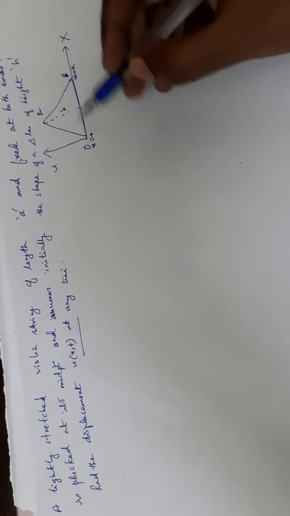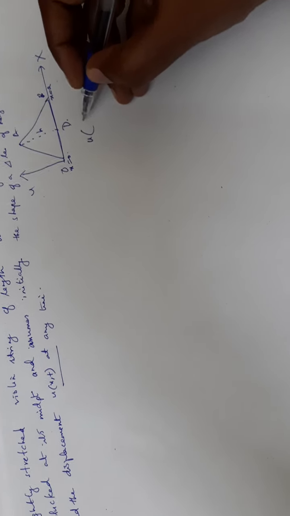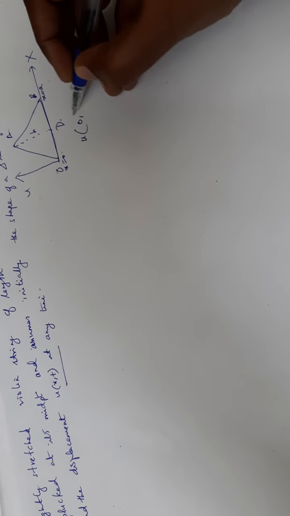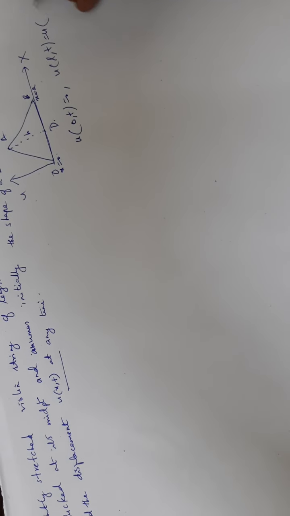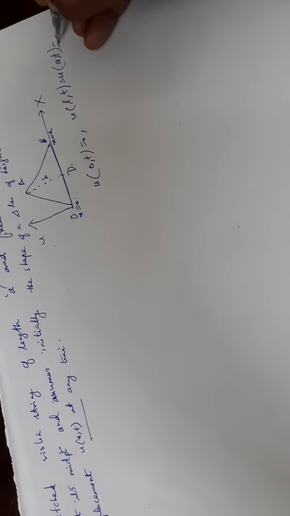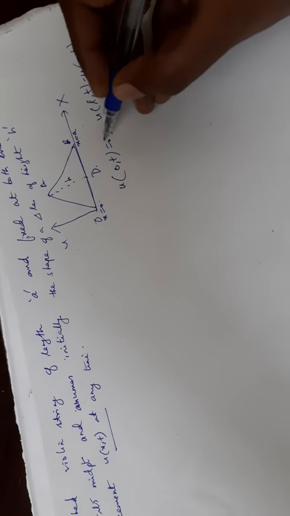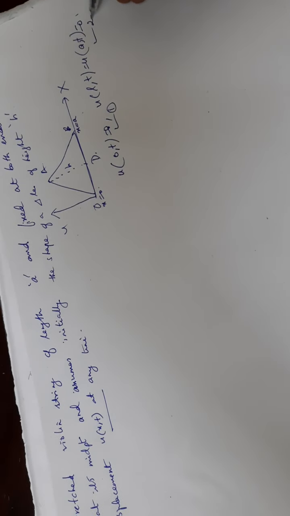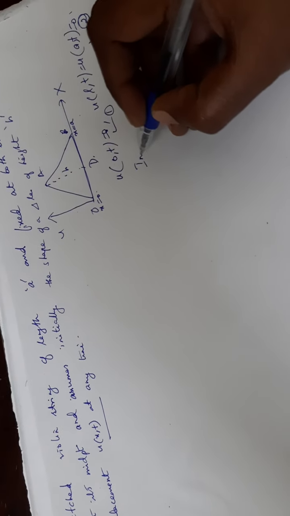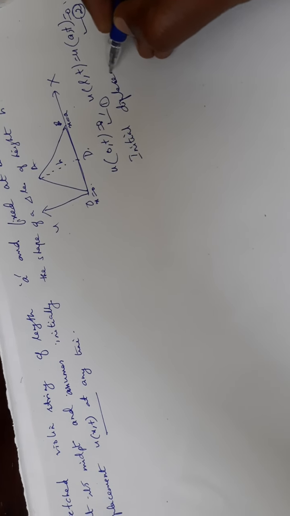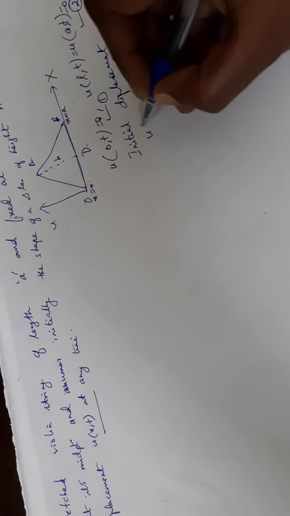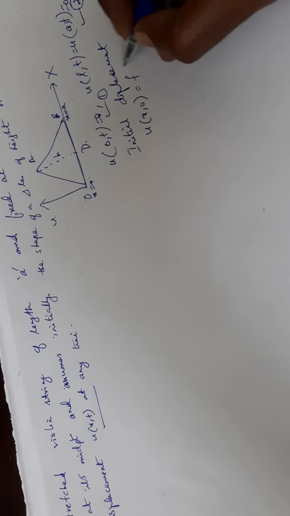Here the conditions: fixed at both ends means u of 0, t is 0 and u of L, t, that is u of A, t is 0. Equation number 1, equation number 2. Then the initial displacement is u of x, 0, that is f of x.